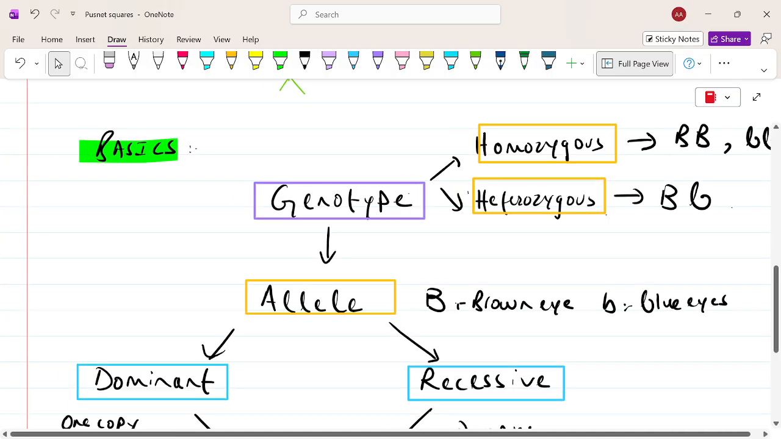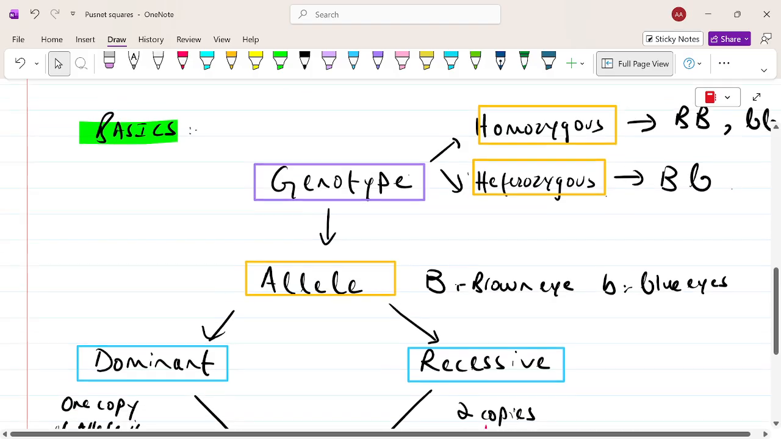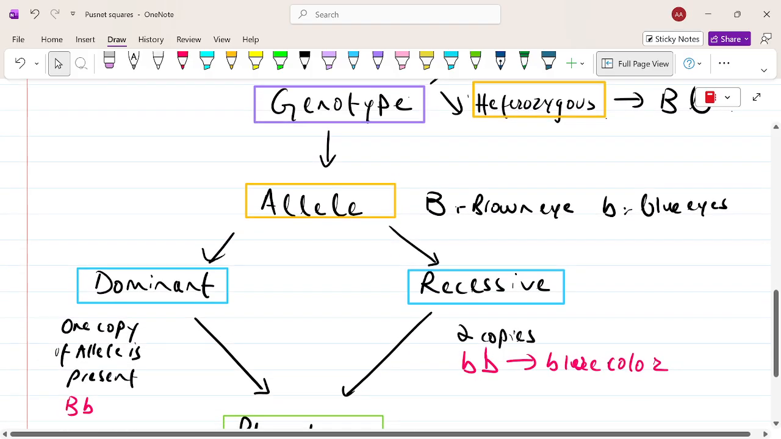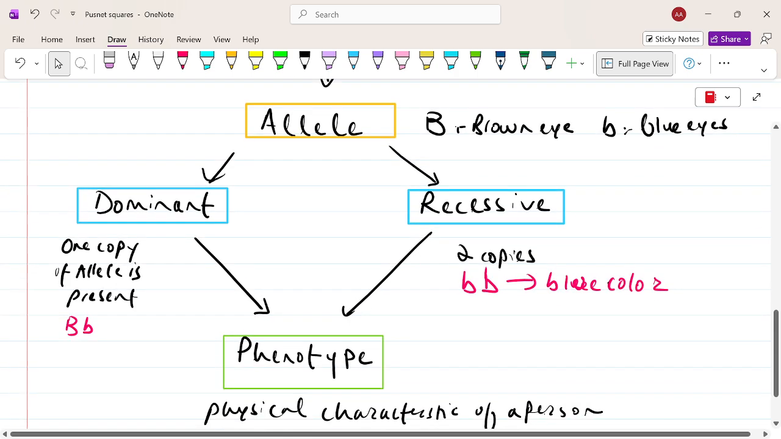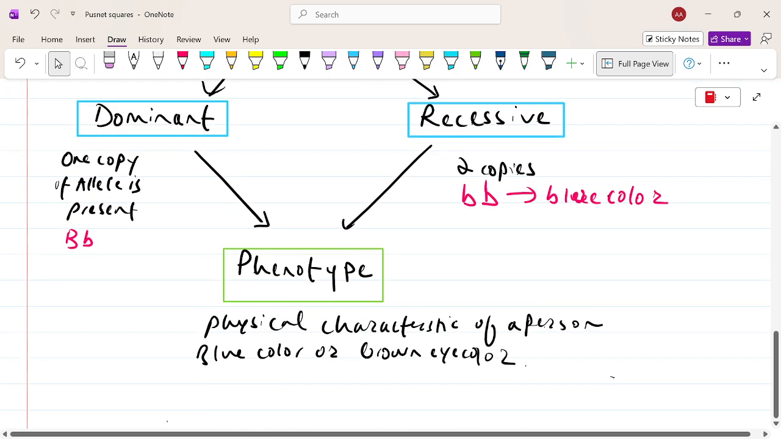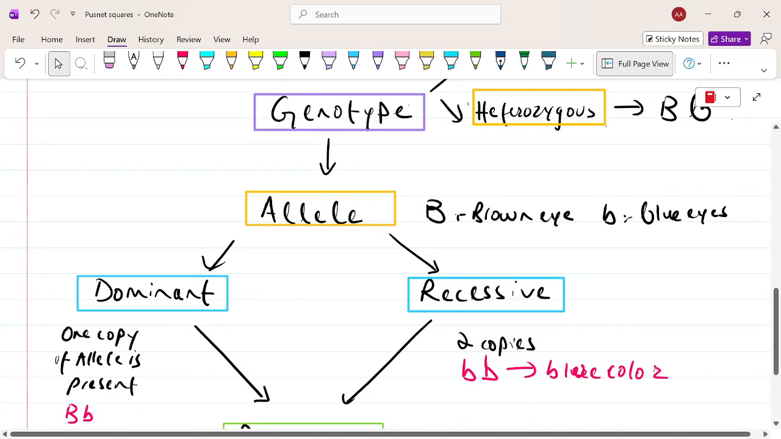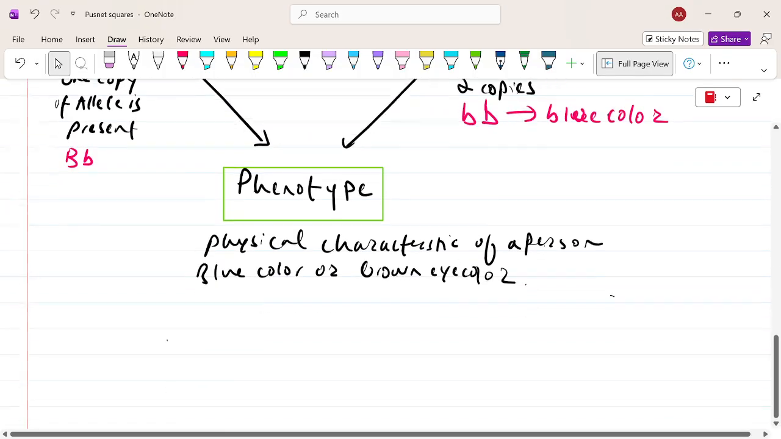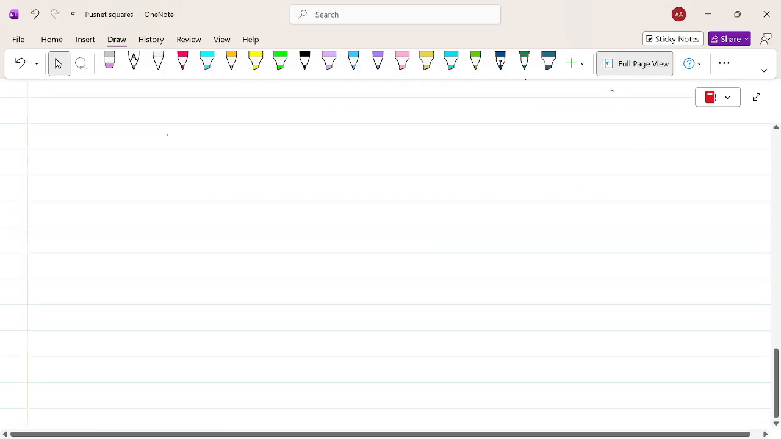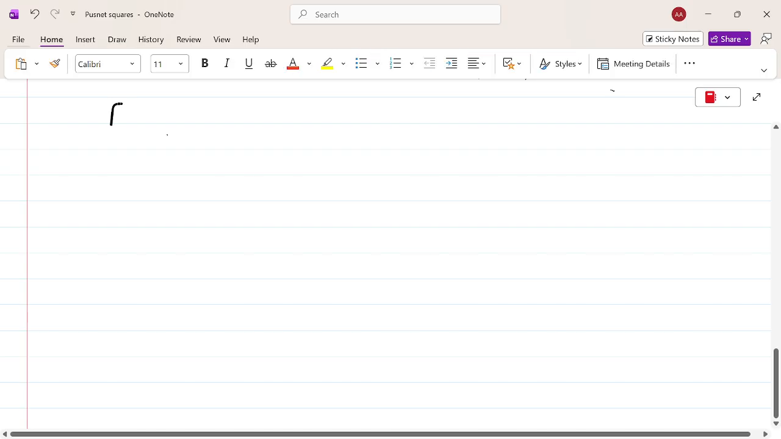So these are the terms. We have the genotype, which is homozygous or heterozygous, and the genotype is made up of two alleles, and alleles can be dominant and recessive, and this ends up giving us a phenotype. So these are the basics that you need to establish and you need to memorize all along the way. Okay, so now let's get back to the example of the Punnett square.